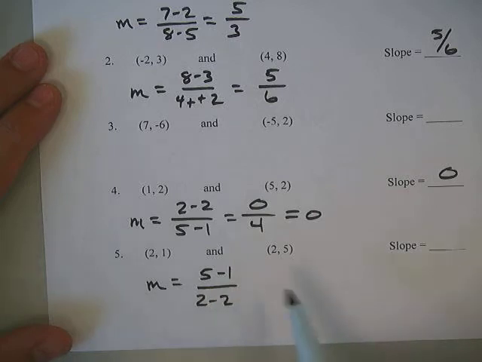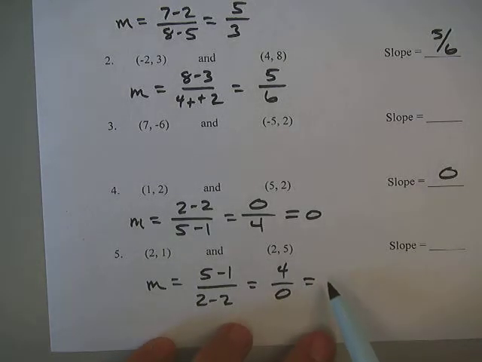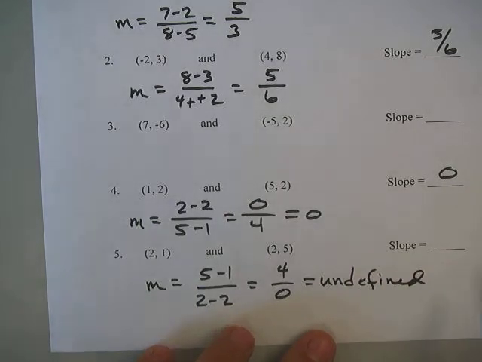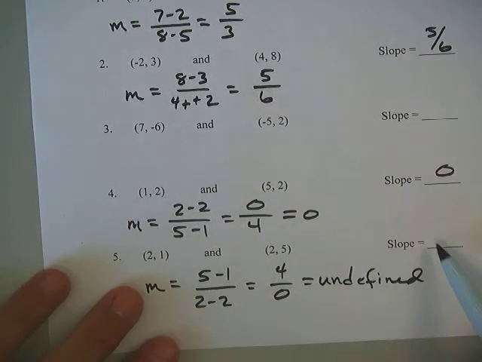Okay, last one. Let's try this one. So here I'll do 5 minus 1 over 2 minus 2. 5 minus 1 is 4. 2 minus 2 is 0. So again, we're in a special situation here. You got this 0 down here. You can't have 4 out of nothing. So that's an impossible situation. So what we do is we call this undefined.